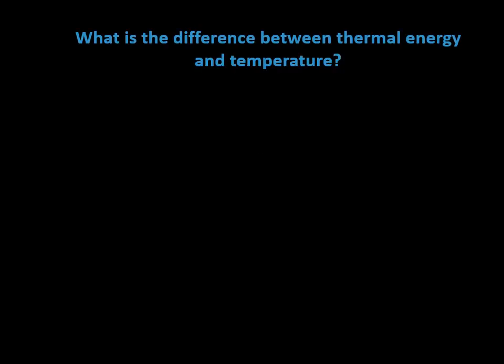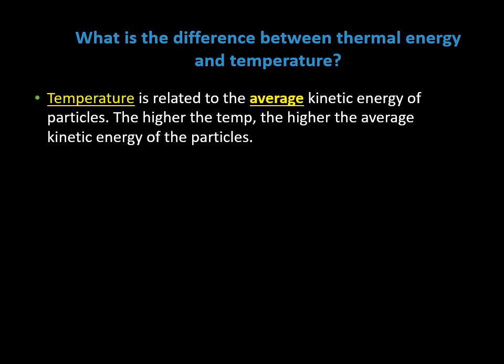So first we need a few definitions out of the way. First, what is the difference between thermal energy and temperature? So temperature, if we remember from last week on our heating curve, we had our drawing that looked like this, where we had our plateaus and we had our positive slopes. Wherever we had a positive slope, that was a measure of kinetic energy, and that would give us a temperature. So the higher the temperature, the higher the average kinetic energy of the particles.